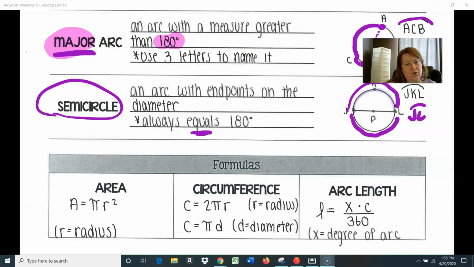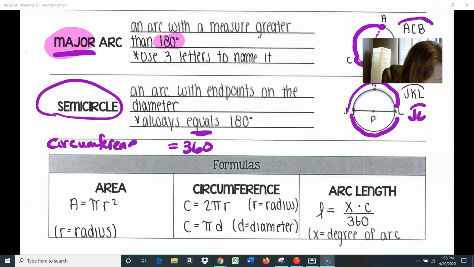Okay, and if it's equal to 360, then it is called a circumference, and that we've already done before. So if it went all the way around the circle from the beginning point to the ending point, we wouldn't really use arcs for that. So that's why it's not on this vocabulary page, okay?